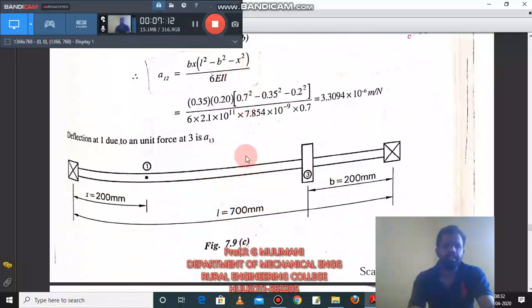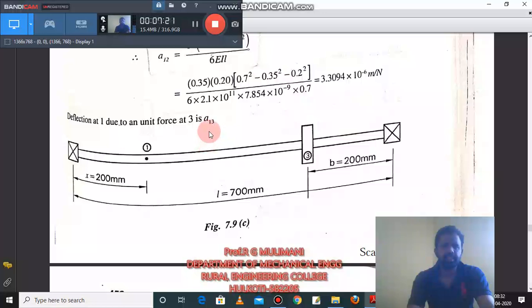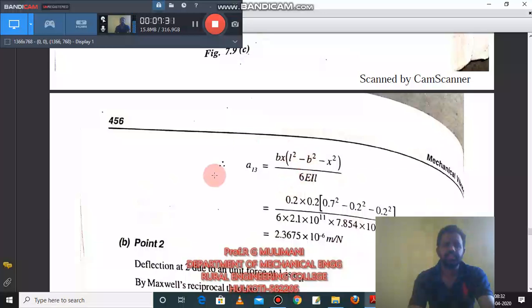What is b? The position of the mass 2 with respect to the right support. Similarly you find the other influence coefficients. To find a13, it is the aij form where i is not equal to j. What is x here? That is the position of the mass 1 with respect to the left support, and b is the position of the mass 3 with respect to the right support. You use the same expressions to find all the influence coefficients where i is not equal to j.